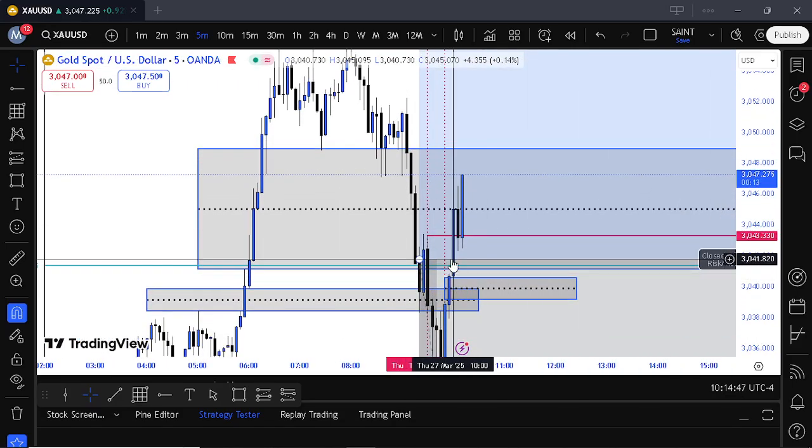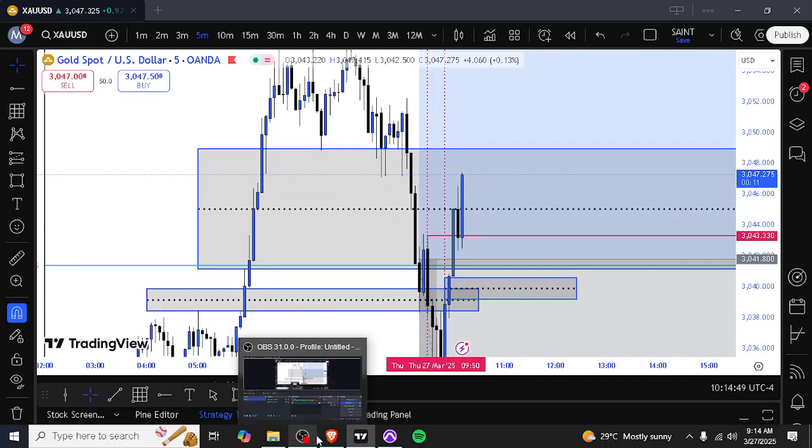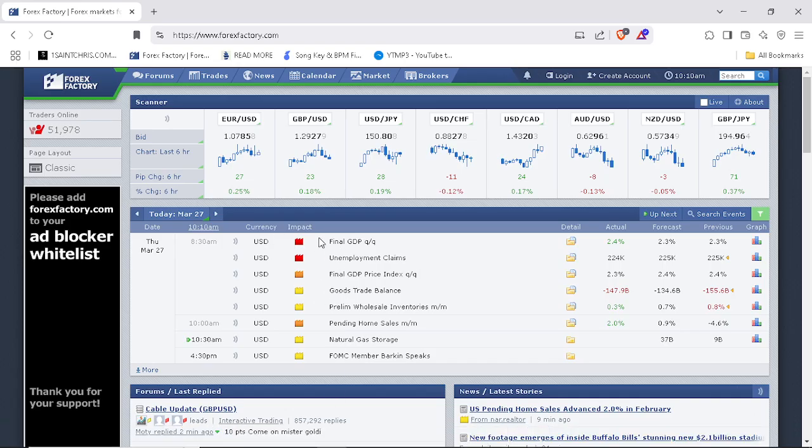Wait until 9:50. And another reason why today would never really make sense to even trade early: we had news at 10 o'clock, pending home sales.